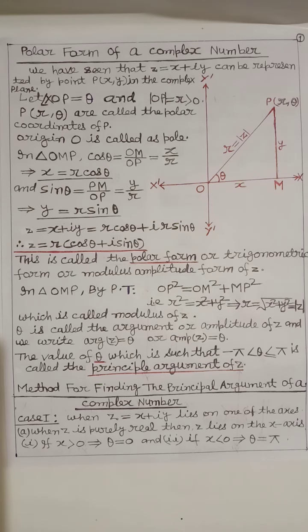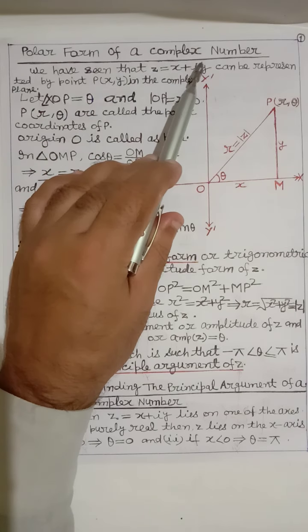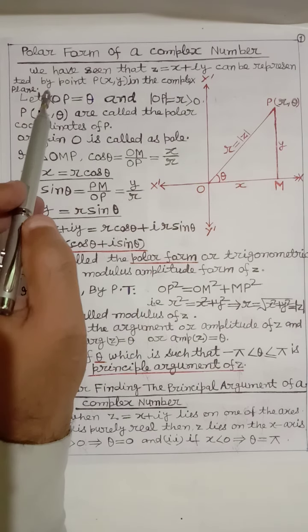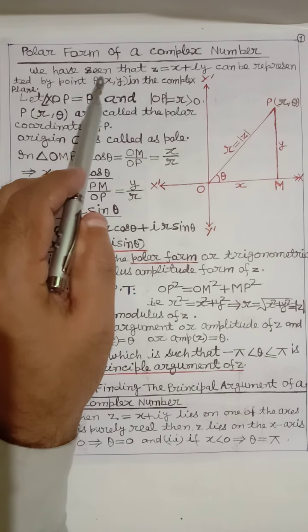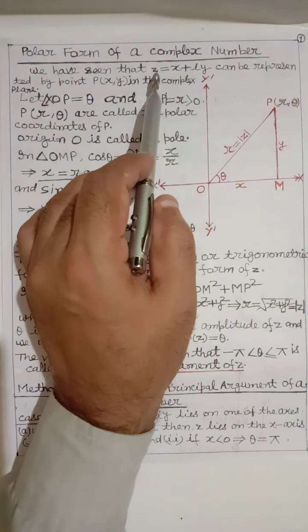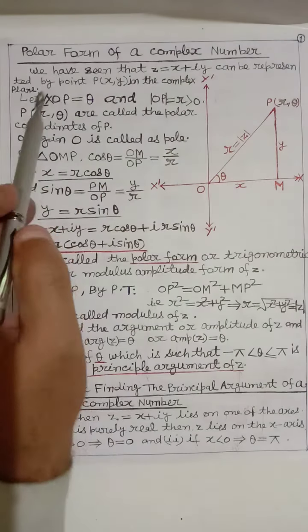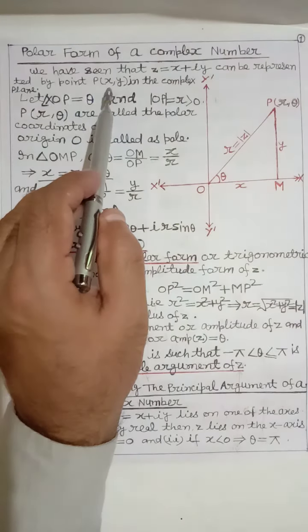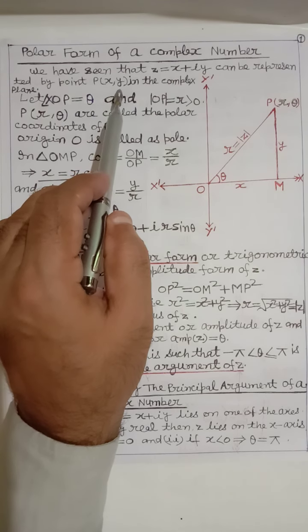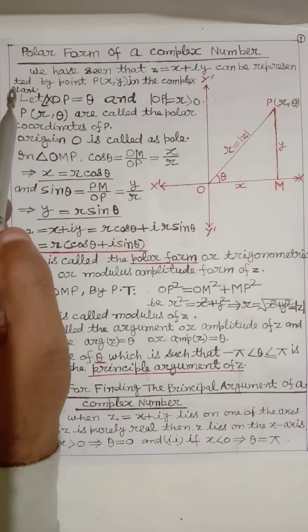Today I am going to discuss the polar form of a complex number. Dear students, we have already seen that z equal to x plus iy can be represented by a point P having coordinates x and y in the complex plane.